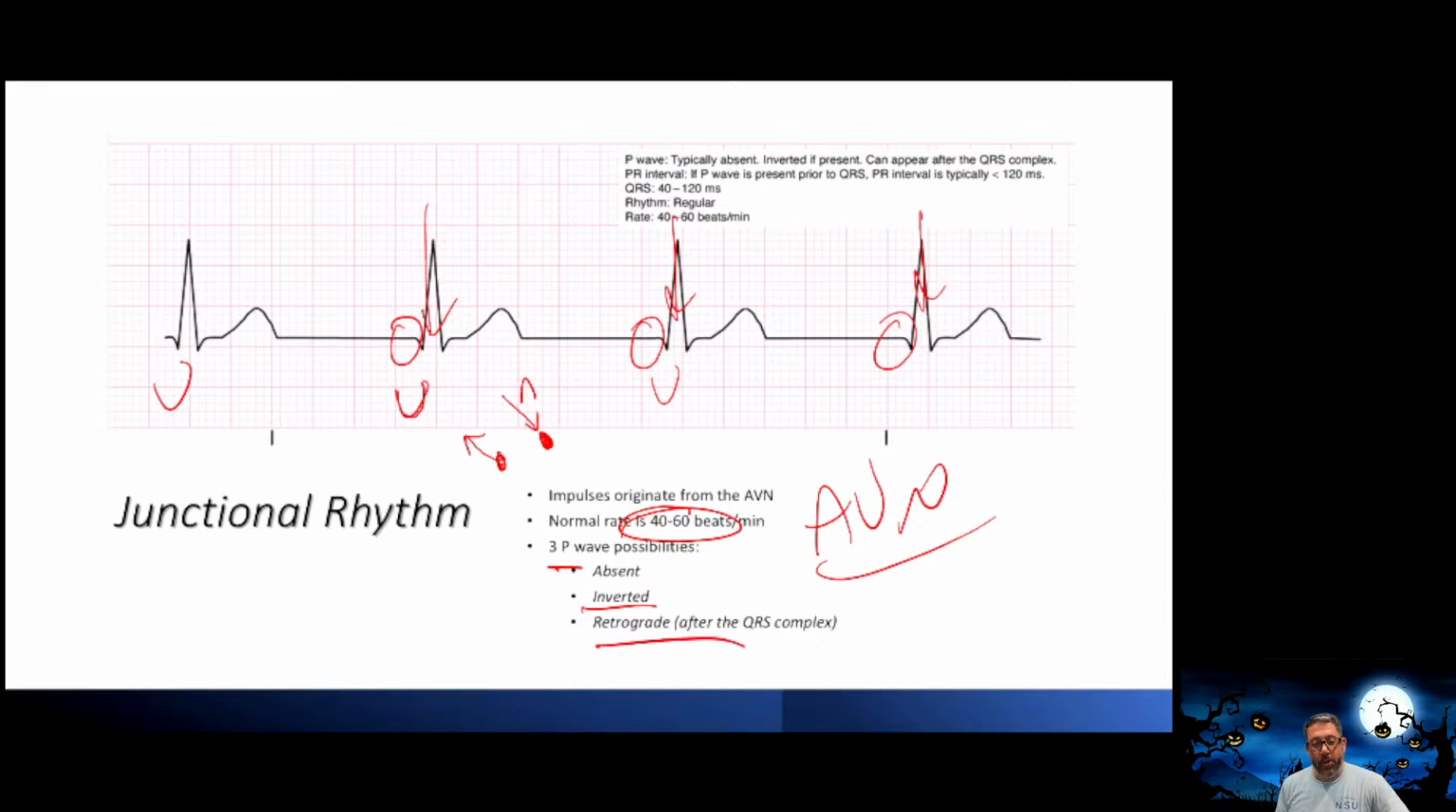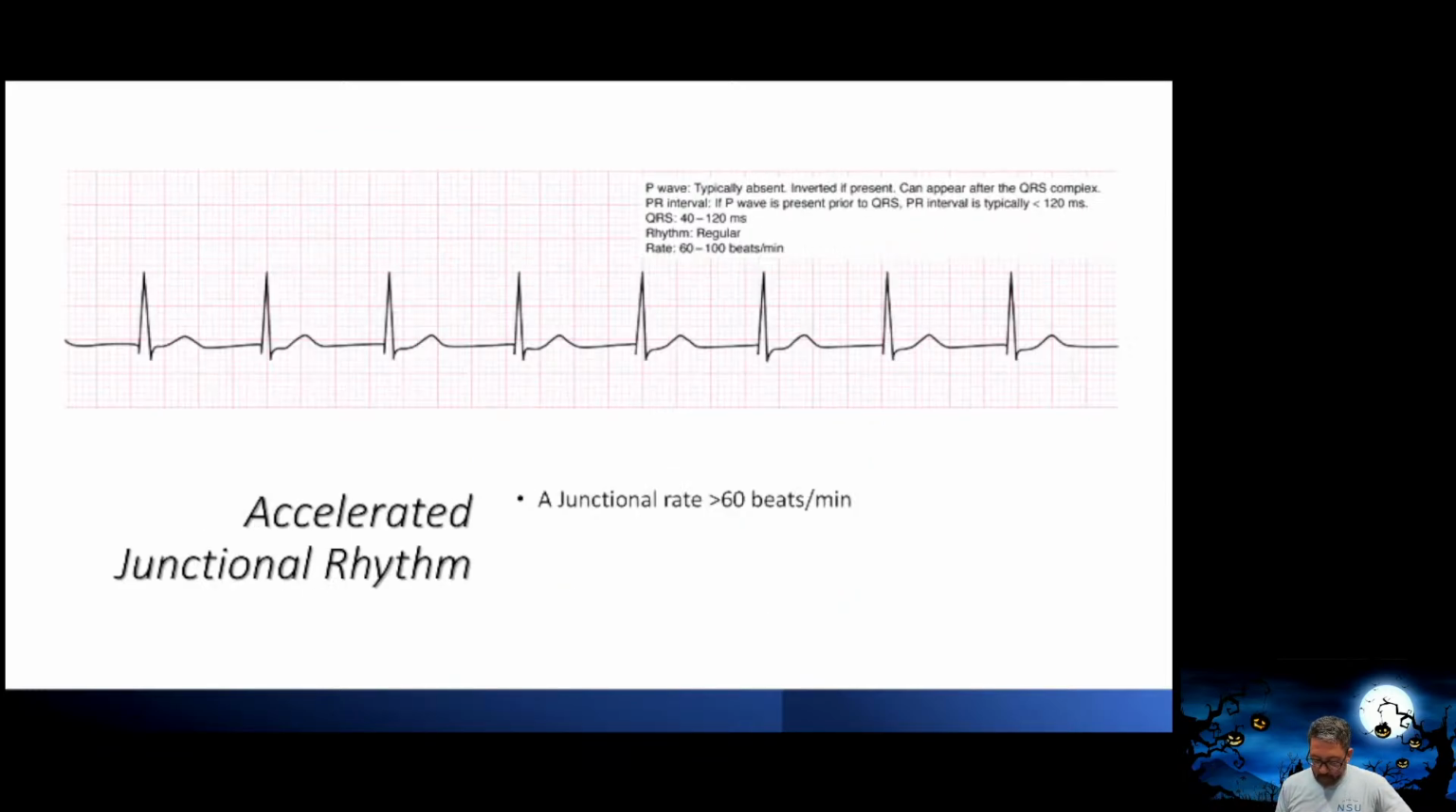Rarely, sometimes you can get a retrograde where the P wave kind of shows up here. That's a retrograde where it happens after the AV node, after the QRS complex.